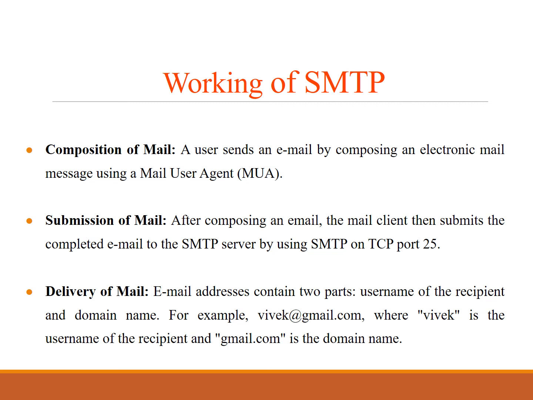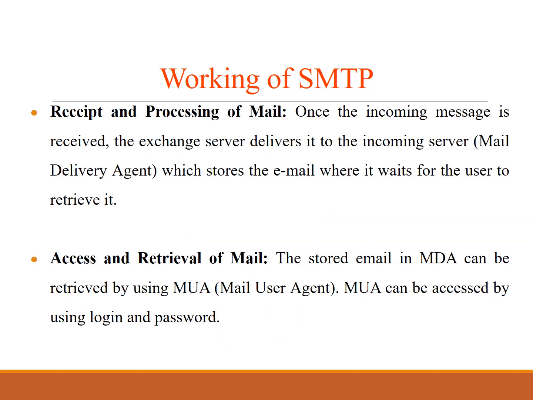The third one is delivery of mail. Email addresses contain two parts, the username of the recipient and the domain name. For example, wake@gmail.com, where wake is the username and gmail.com is the domain name. The next step is receipt and processing of mail. Once the incoming message is received, the exchange server delivers it to the incoming server. Here, the message is delivered through the mail delivery agent, which stores the email where it waits for the user to retrieve it.